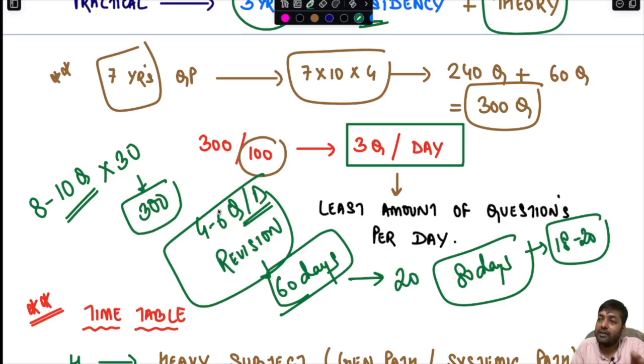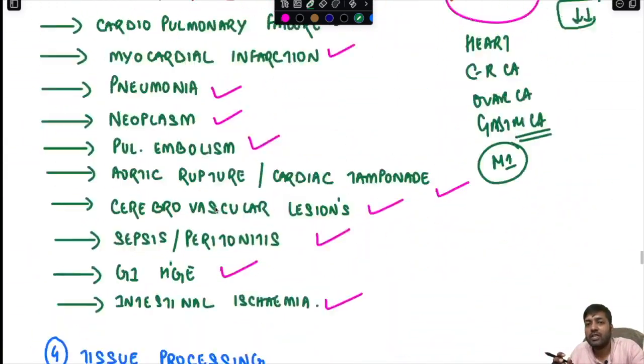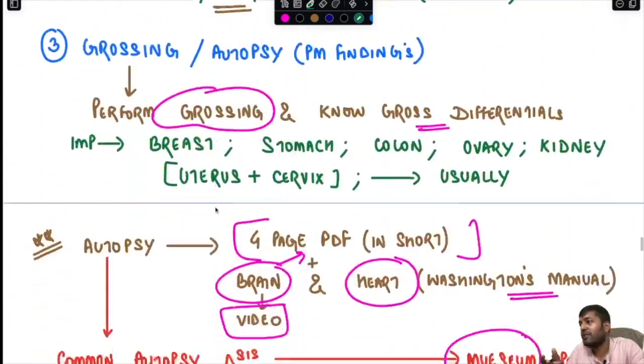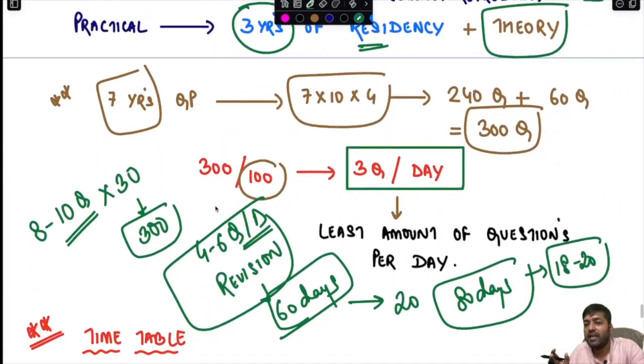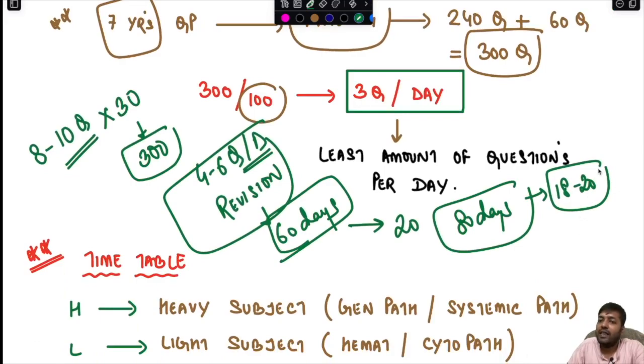Apart from the questions, if you include the revisions also, 7 to 8 years of question papers will be done in 60 days with revision. In another 20 days, you can also cover, with revision, all the remaining portion which is left as well. Okay, so everything can become complete in around 80 days. So the last 18 to 20 days is enough for your exam.